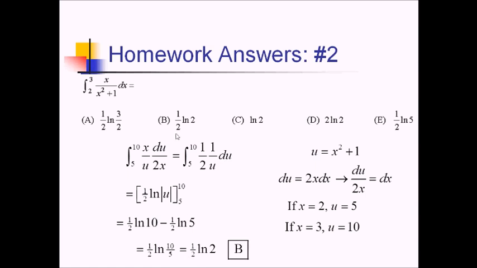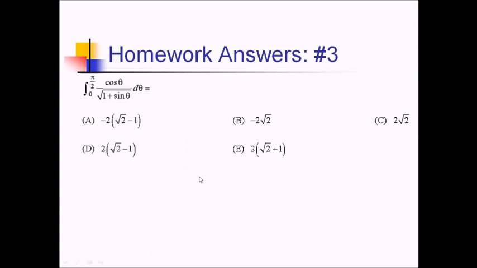choices, choice B. For number 3, we're trying to integrate from 0 to pi over 2 this rational radical trigonometric expression. Whole lot of things going on here.